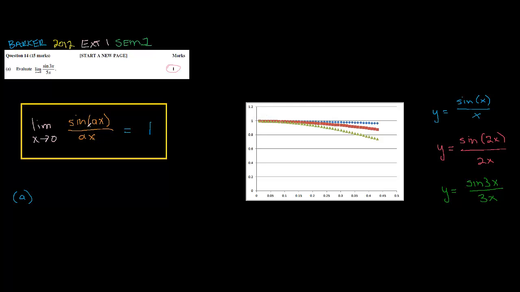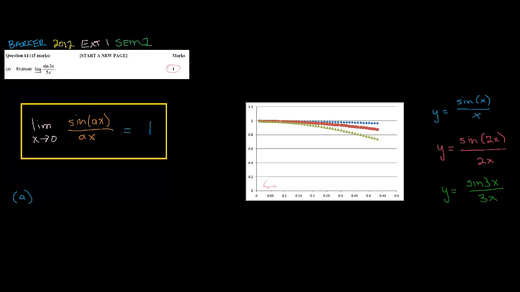And that's what this big complicated little box here is. So the limit as x approaches 0, so as x gets closer and closer to 0, of sine of ax on ax, so it could be x on x, or 2x on 2x, or 3x on 3x, just this number here has to be the same, will equal 1. Beautiful. So that's the principle that we're going to be using for this question.